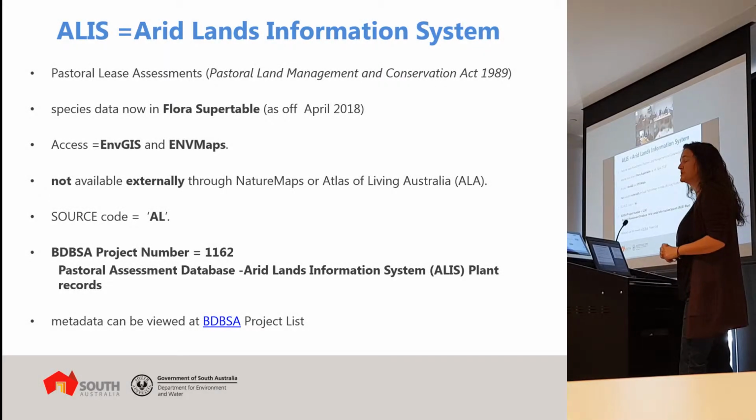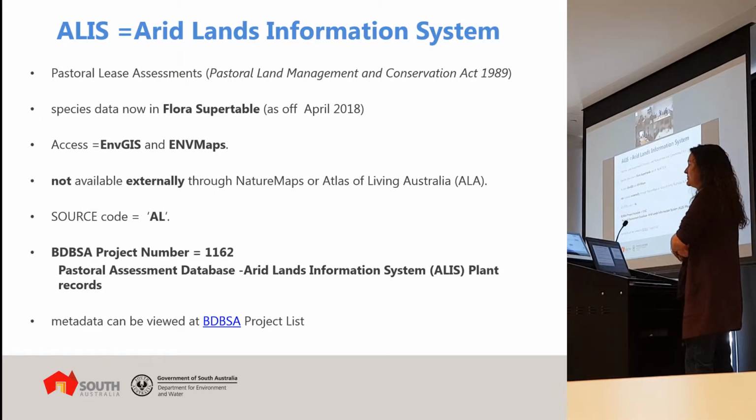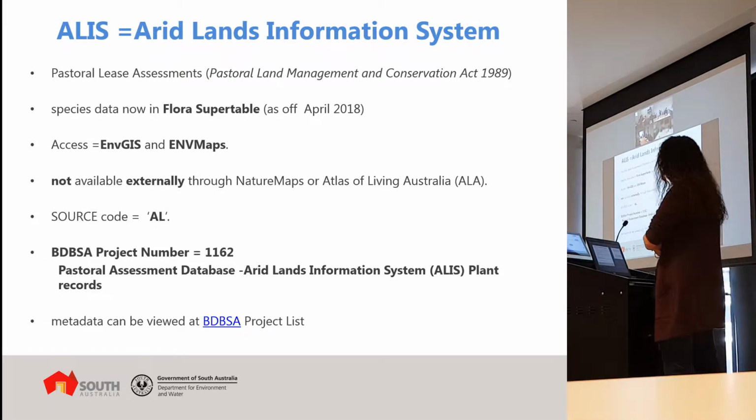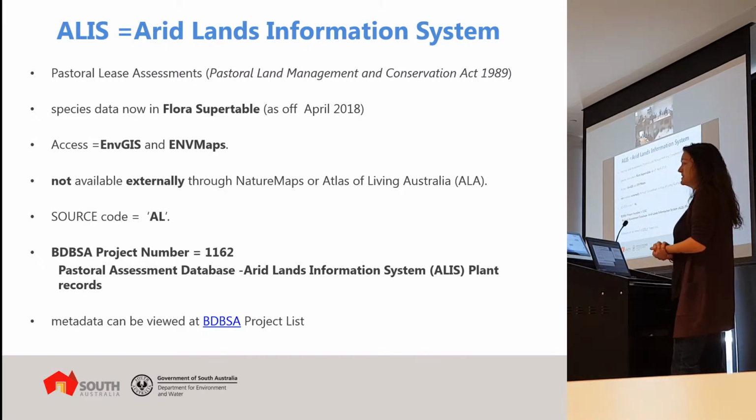The ALIS system, which Matt just mentioned, that some of you might be aware of, stands for Arid Lands Information System, and the pastoral unit from DEW use that to do their pastoral lease assessments to comply with the Pastoral Land Management and Conservation Act. So they collect a lot of vegetation species data as part of that, which sits in ALIS. So we've had a few requests in recent years to make that more accessible.